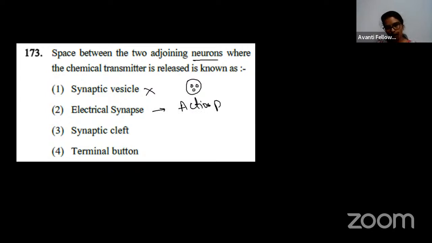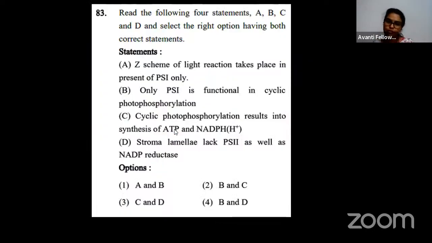ये हो गया आपका action potential. Even this is also not. ये भी नहीं, ये भी नहीं. Terminal button is what, the knob. Okay, so that synaptic knob, that synaptic knob or the axon terminal. Over there. So answer to this question is C, synaptic cleft. Synaptic cleft is the answer.